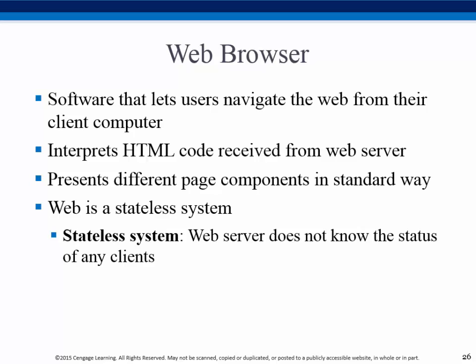Alright, the web browser is software such as Internet Explorer, Google Chrome, Apple Safari, or Mozilla Firefox that lets end users navigate the web from the client computer. Each time the end user clicks a hyperlink, the browser generates an HTTP GET page request that is sent to the designated web server using the TCP/IP Internet Protocol. The web browser's job is to interpret the HTML code that it retrieves from the web server and present the various page components in a standard formatted way.